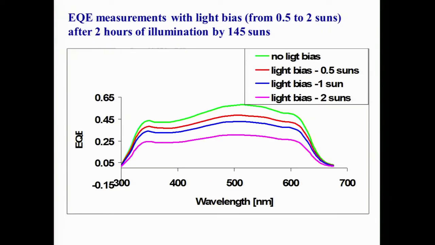If we do it with light bias, you see the strong degradation. And this degradation is more pronounced if we increase the intensity of the light bias. We increase the photocurrent and the series resistance losses. This is no light bias, 0.5 sun, 1 sun, and 2 suns. And I should say that for the as-produced sample, it was the same result. It's not an effect of light bias.